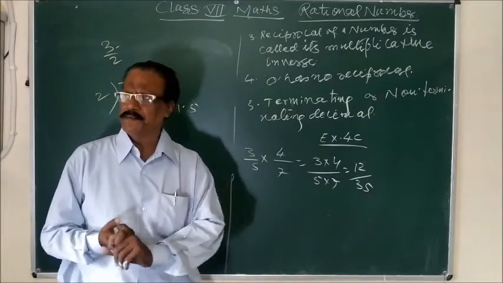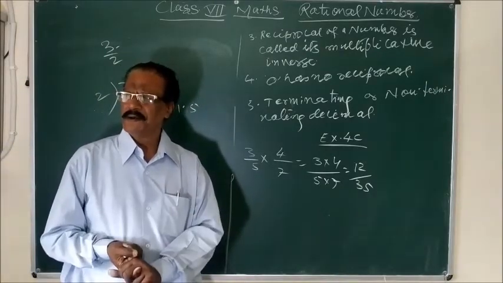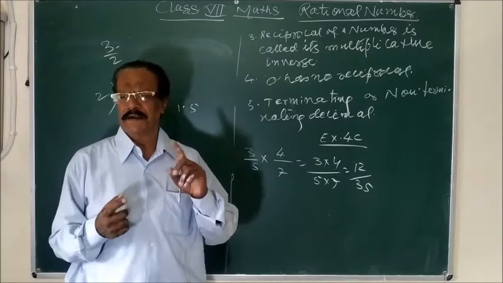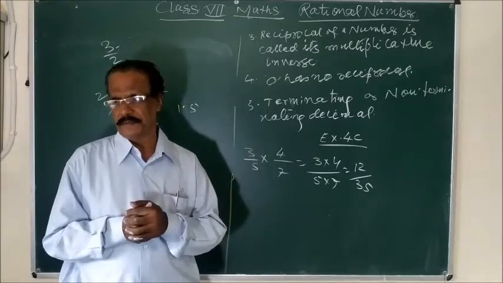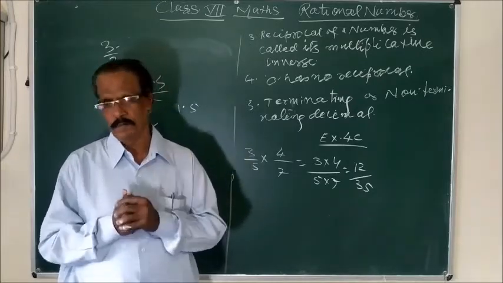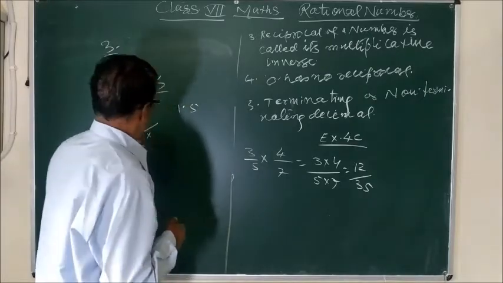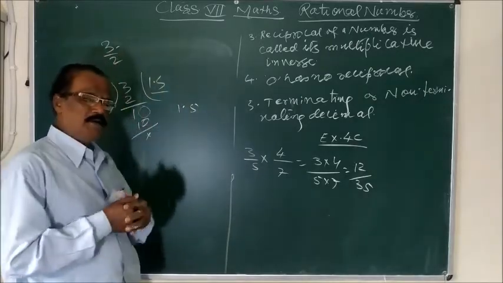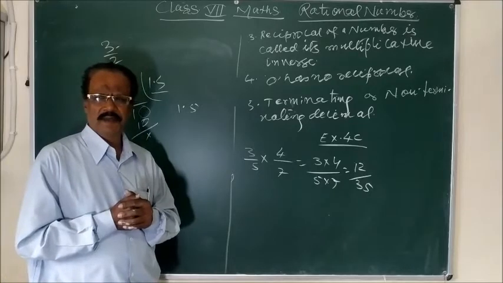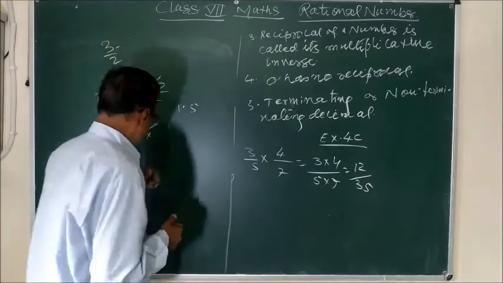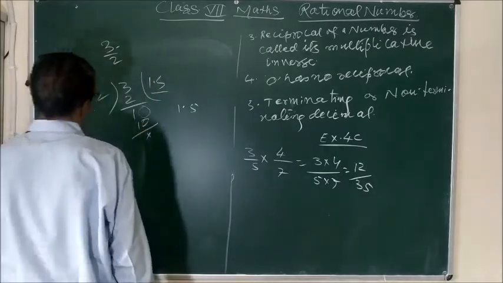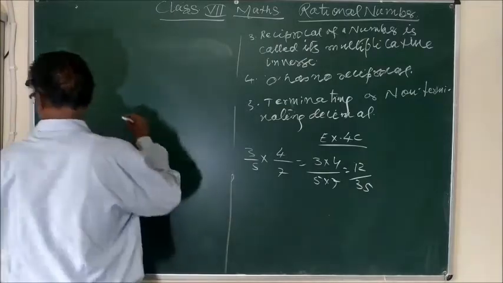The terminating decimal is that in the division process, the remainder becomes 0. And if the remainder is not 0, if you continue dividing, I explained with the example. Now you see.